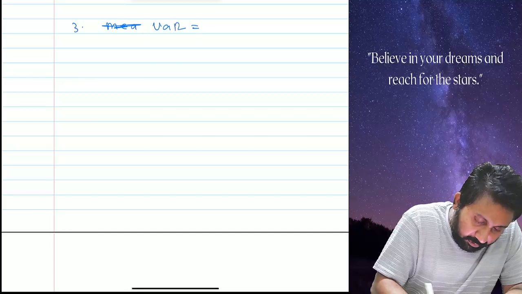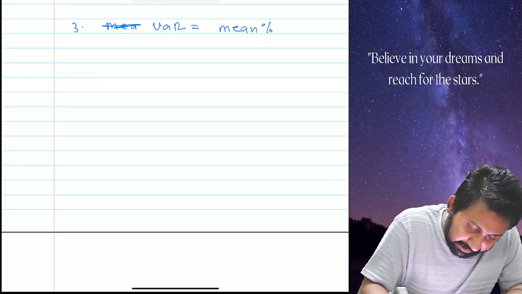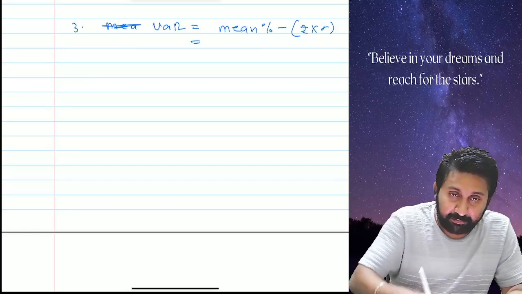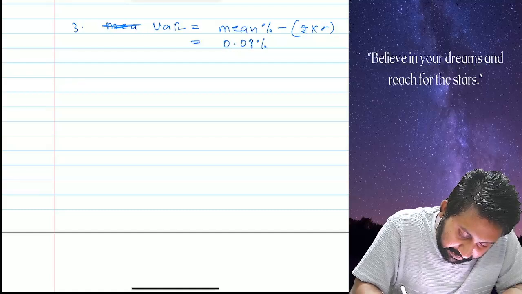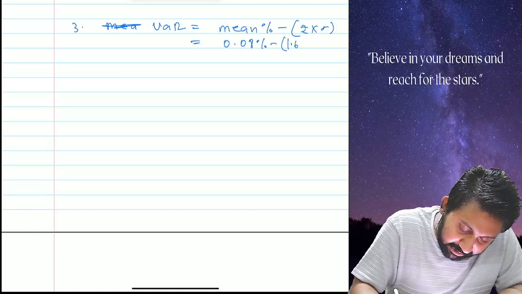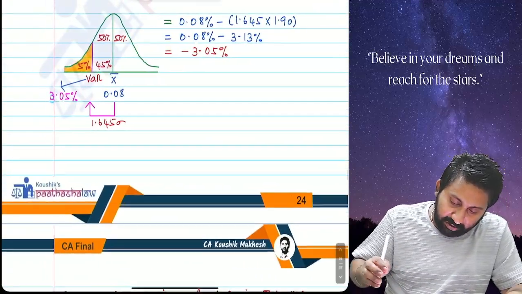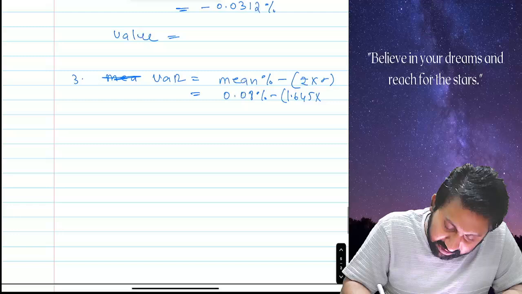VAR equals mean as a percentage minus Z into standard deviation. Mean as a percentage, tell me how much? 0.08% minus Z value 1.645, we already know, into the standard deviation percentage, how much did we get? 1.8974. I have taken 1.9 in my notes, no problem.